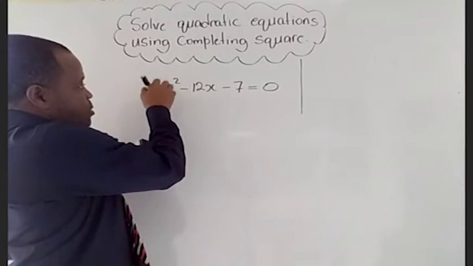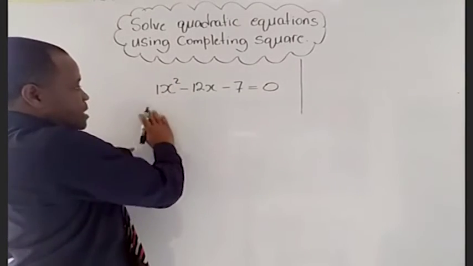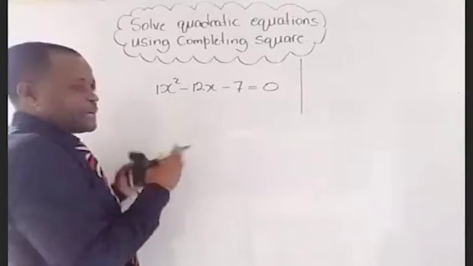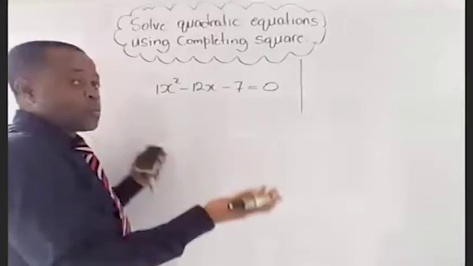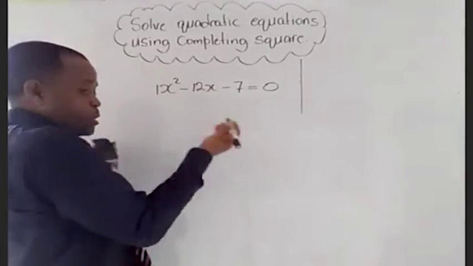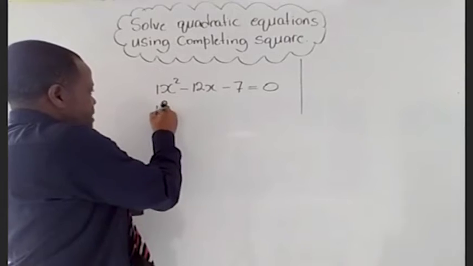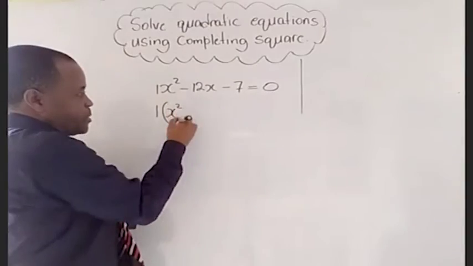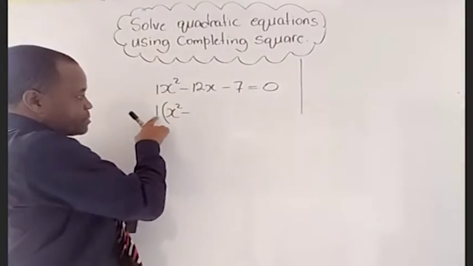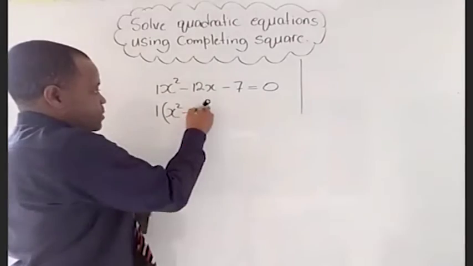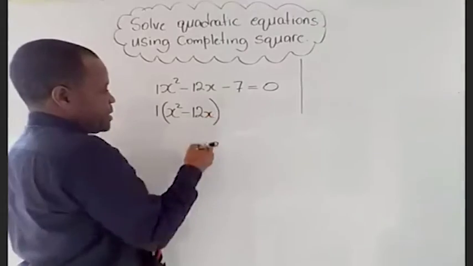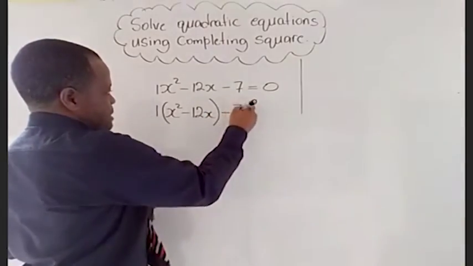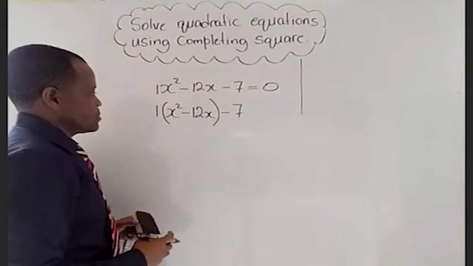Now, since a is 1, it makes life easy for us. So again, we could factor out a is 1. It really won't change anything, but we're going to just do it just the same. So we factor out 1. So x squared divided by 1 will give me x squared minus, here 1 into that will give me 12x, close my bracket, minus 7.